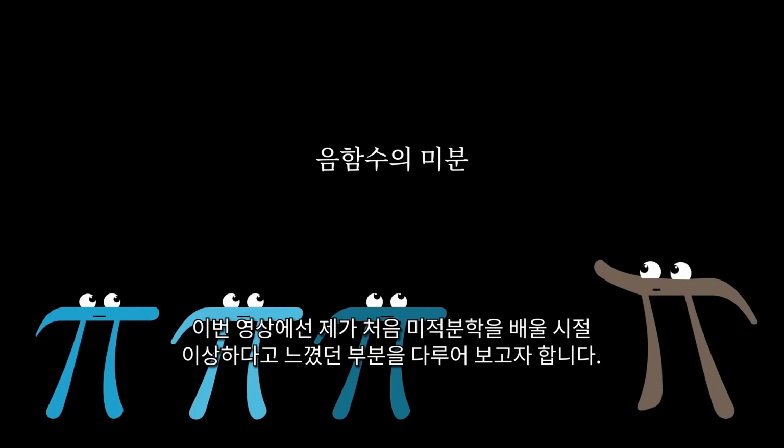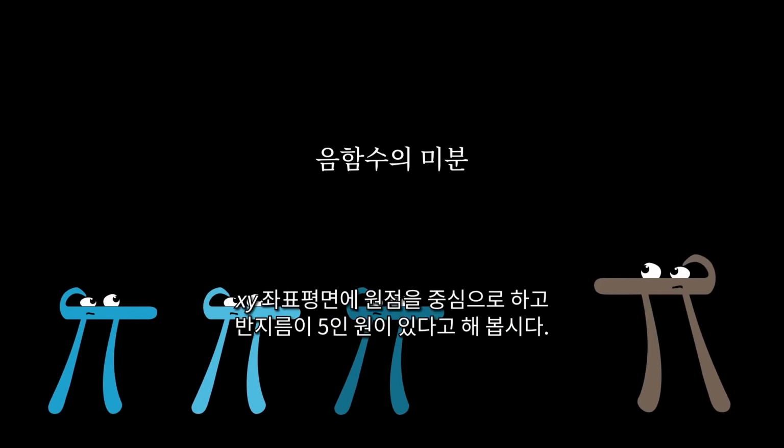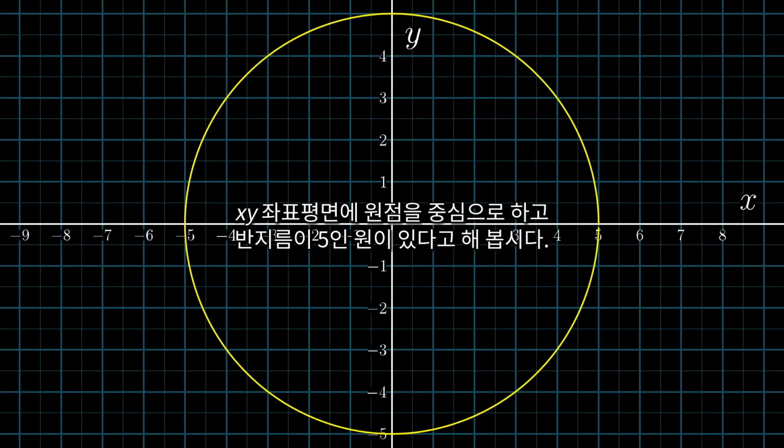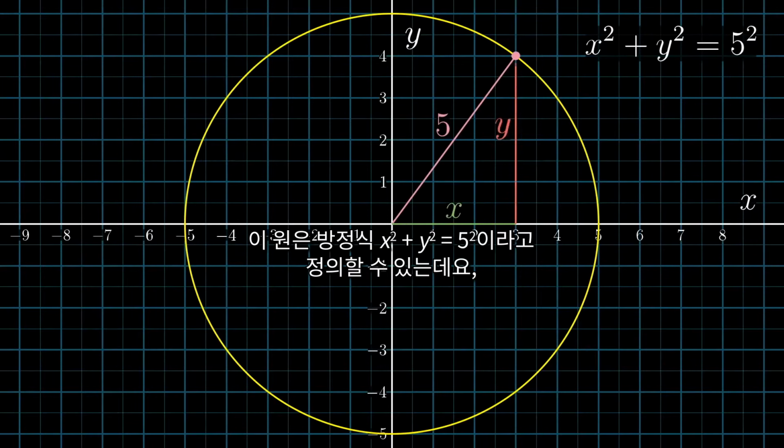Let me share with you something that I found particularly weird when I was a student first learning calculus. Let's say that you have a circle with radius 5 centered at the origin of the xy plane. This is something defined with the equation x squared plus y squared equals 5 squared.